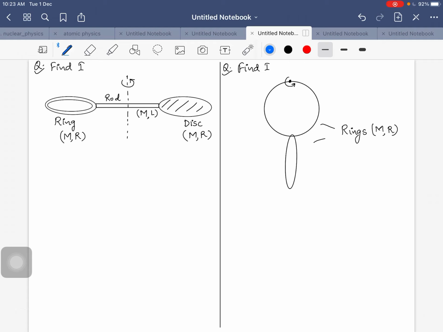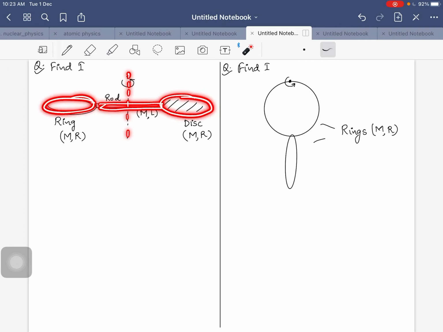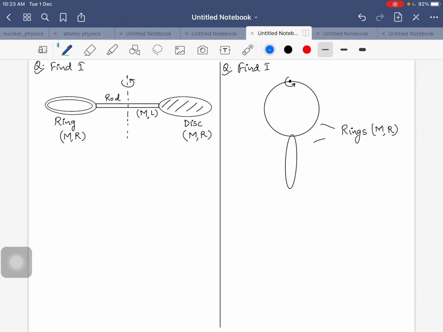Now we need to solve this problem. You see, this is the rod, this is the disk, this is a ring. If they rotate about this, what will be the moment of inertia? So simply first you write I of the rod. It is rotating about what? About the center of mass and perpendicular to the rod. So it will be ml square by 12.